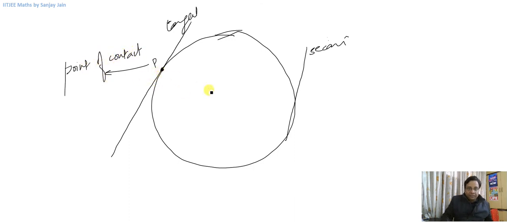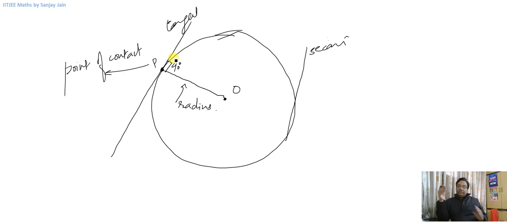If I join this point of contact with the center of this circle, this is nothing but a radius of the circle. The angle between this radius and this tangent is going to be 90 degrees. Or in other words, the radius is perpendicular to the tangent drawn at the point of contact. Or in other words, you can say the tangent is perpendicular to the radius at this point of contact.